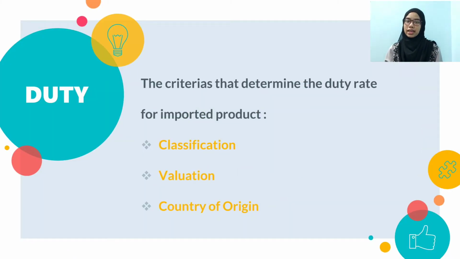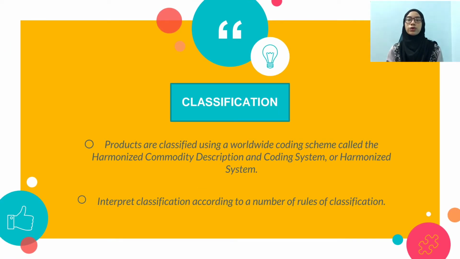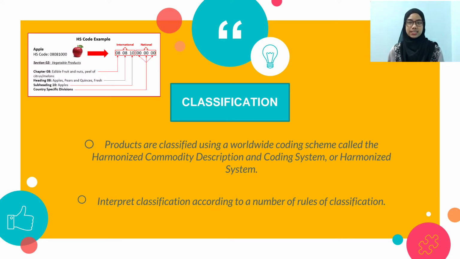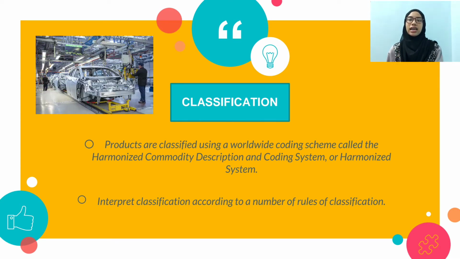Duty is a tariff or import tax that must be paid to enter goods into the country based on a tariff schedule, like a document listing the goods category and information. So there are 3 criteria in the duty rate for import products, which are classification, valuation, and country of origin. In classification, goods or products will be classified using a worldwide coding scheme that we call the harmonized system. So the product will be interpreted according to the number of rules of classification. For example, the rule of unfinished product is that it is classified as a finished product. As such, an automobile missing only the wheels will be classified as a finished product because it is still an automobile when it is completed.